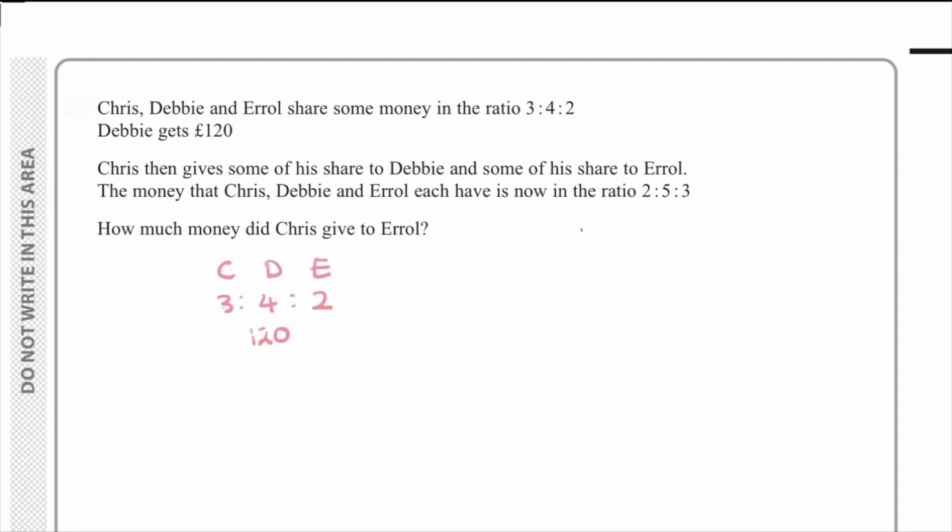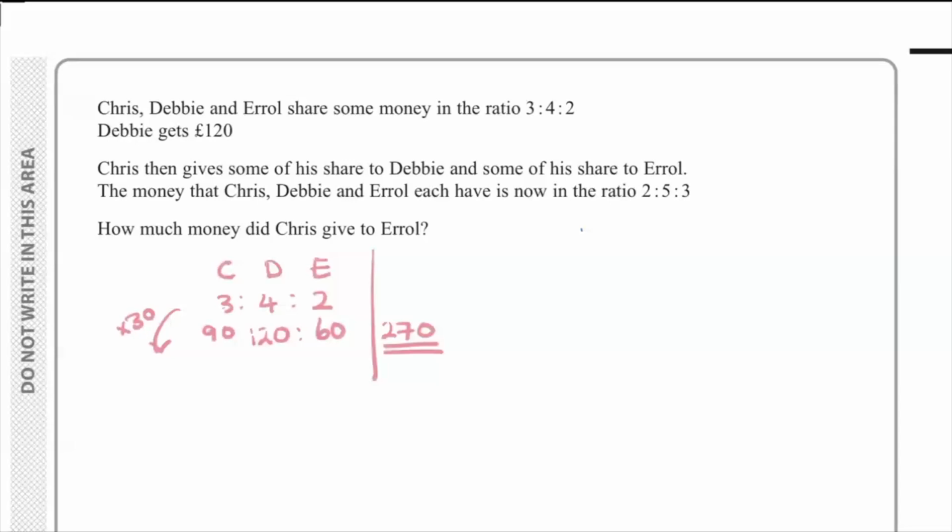Ratios are basically times tables. So 4 times something is going to equal 120. 4 times 30 will do that. So I'm going to multiply everything by 30. And that gets me the amount of money that everybody gets. So how much do they actually share? I'm going to add those totals, and they share 270. Now, we know that Chris is going to give some of his away, and Debbie and Errol will get more.